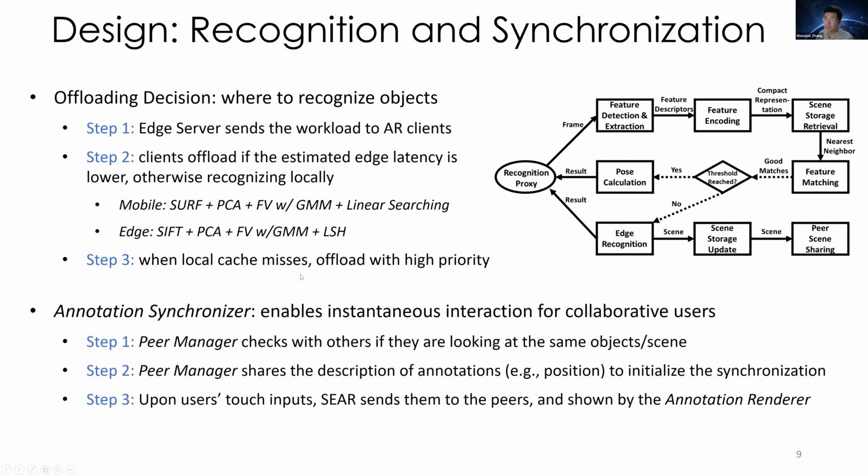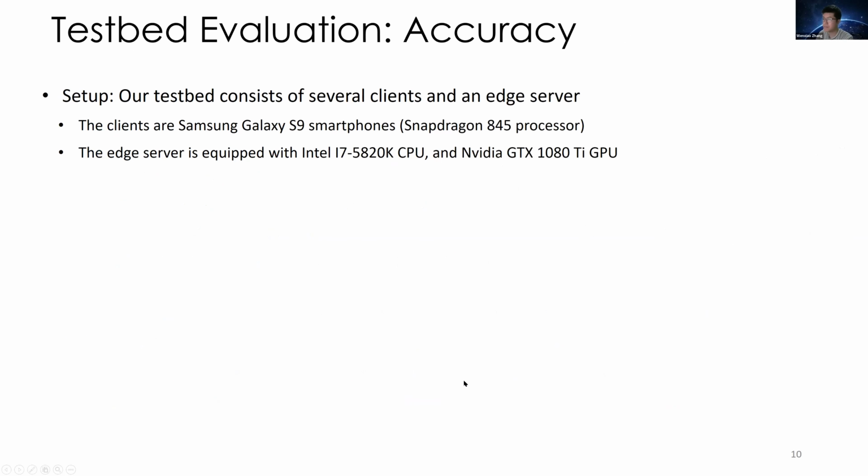The annotation synchronizer also enables instantaneous interaction for collaborative users, which has 3 steps. The peer manager first checks if they are looking at the same object, and then the peer manager will share the description and annotation to initialize the synchronization. And afterwards, upon user touch inputs, the synchronizer would send them to the peers and show them by the annotation renderer.